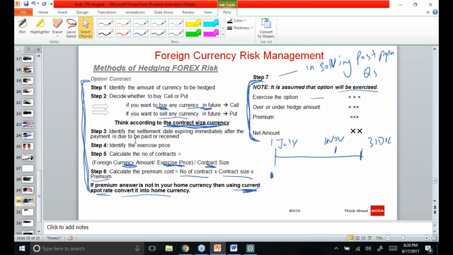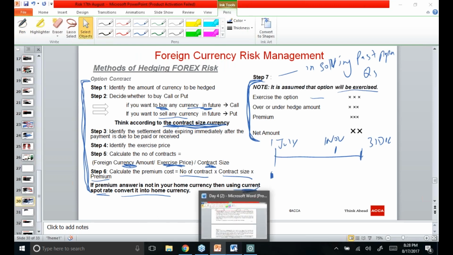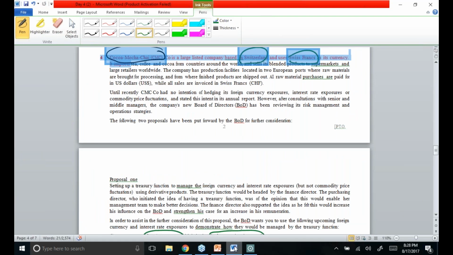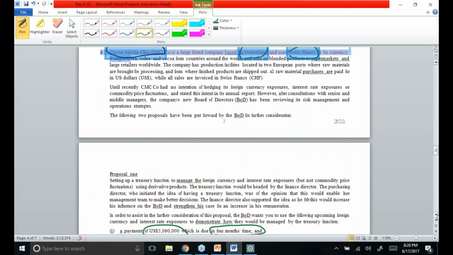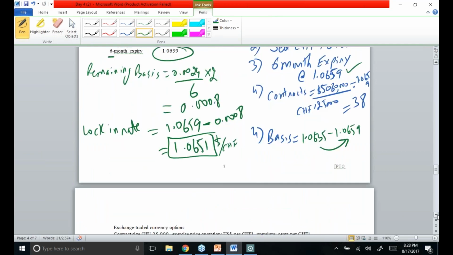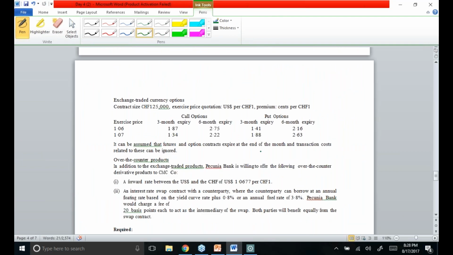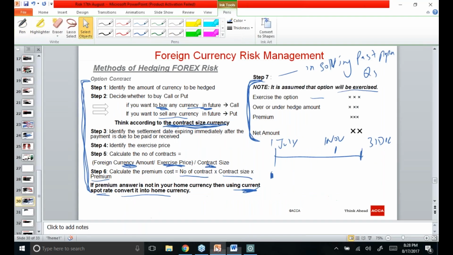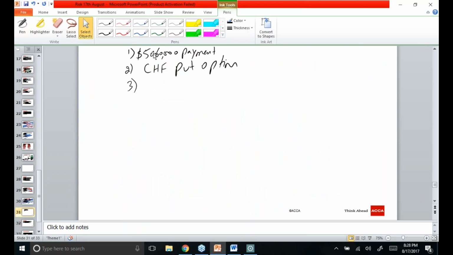Okay, the third step, the settlement date. Let's go back to the question. Our payment is after 4 months, so you will choose a 6-month expiry. So the third step is 6-month expiry. Okay, the next step is exercise price.